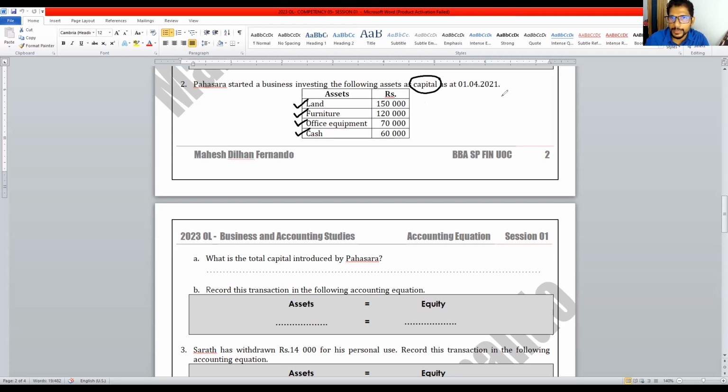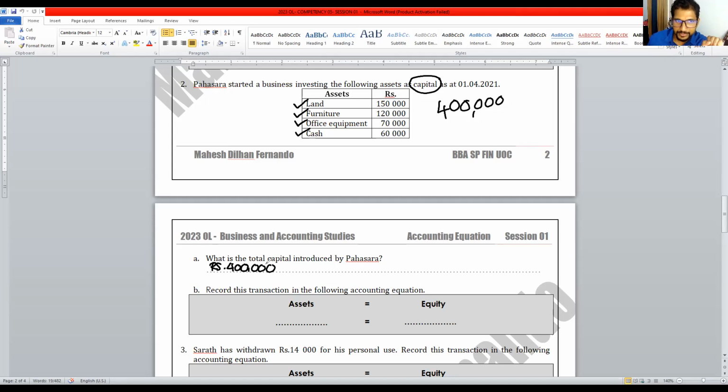Again, let's see the total. Total is 400,000. Pahasara, the answer for part A is this. The total capital introduced by Pahasara is the addition of these 4 figures. That is rupees 400,000. Agreed? The owner, Pahasara, has introduced capital worth 400,000. Don't ever think that the capital is only cash. No. He can introduce capital in any form he likes.